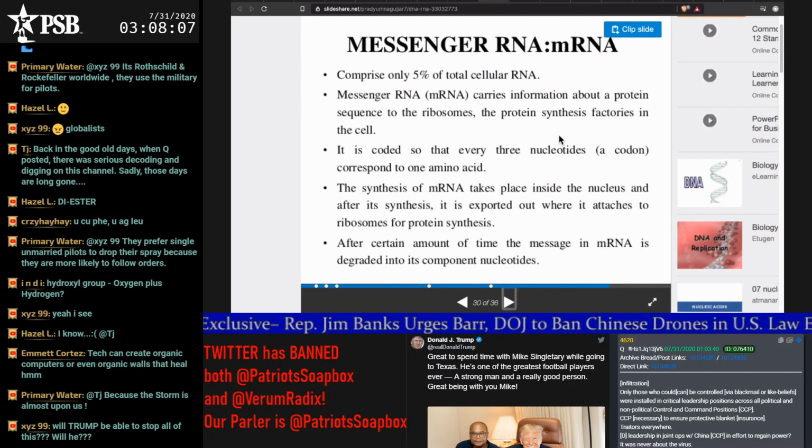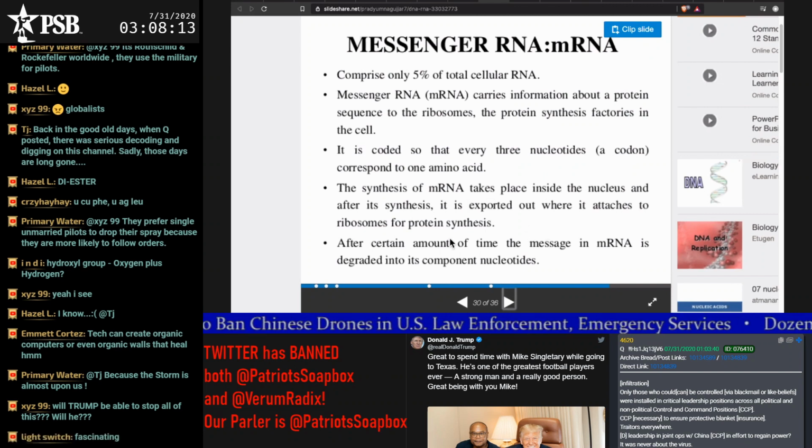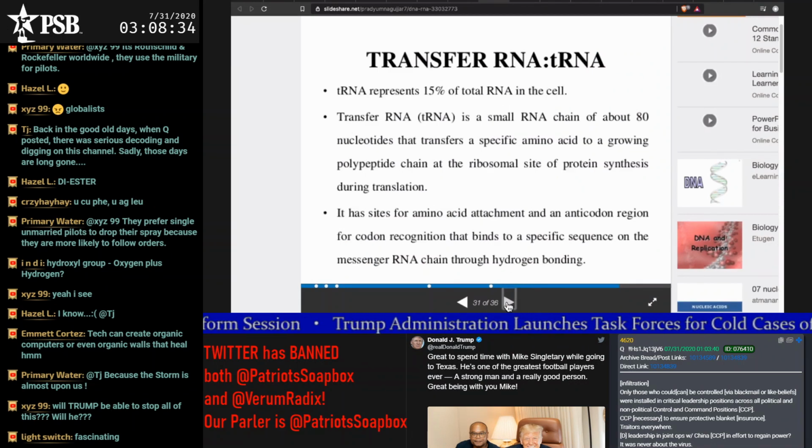The synthesis of mRNA takes place inside the nucleus, and after its synthesis, it's exported out where it attaches to ribosomes for protein synthesis. So the mRNA goes inside the nucleus of a cell, and after it's worked on, it's recognized and processed, unzipped, rezipped, repackaged, with the right components put onto it, it travels to the ribosome and then it makes the protein. And that's really what mRNA does.